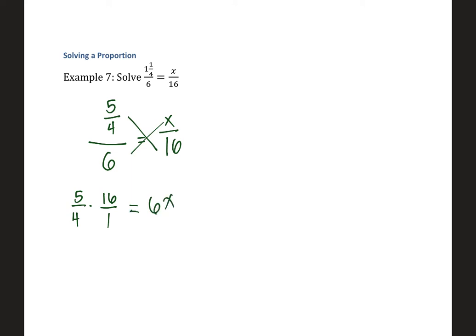Solving this left side, I'm going to cancel these. So 4 and 16 are both divisible by 4. 4 and 1. 5 times 4 is 20. That's going to be over 1. So 20 is equal to 6x. Solve for x by dividing by 6 on both sides. So x is equal to 20 over 6. Let me write this on this side actually.